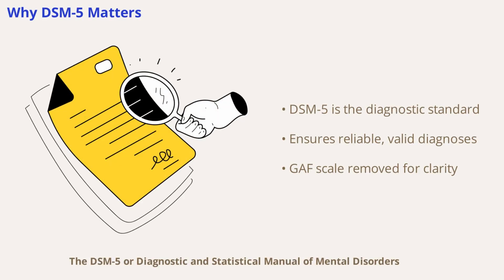DSM-5, or Diagnostic and Statistical Manual of Mental Disorders, 5th edition, is the foundation for diagnosing mental health conditions. The AMA guides emphasize using DSM-5 criteria to ensure that diagnoses are reliable and valid. This means that only well-validated and reliably diagnosed major mental illnesses are considered for impairment ratings. The DSM-5 also removed the Global Assessment of Functioning (GAF) scale, replacing it with more precise tools. By following DSM-5, clinicians can provide consistent, evidence-based evaluations that stand up in both medical and legal settings.